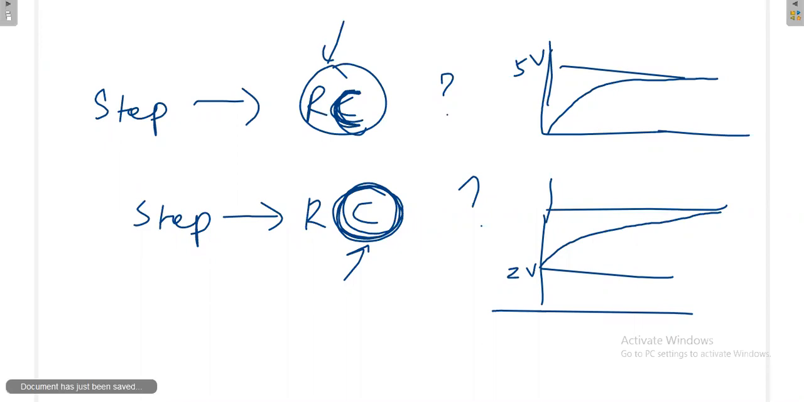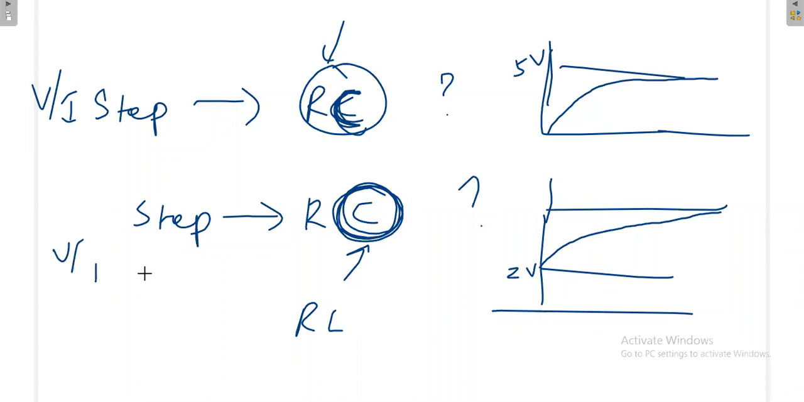Same thing we'll discuss for the RL circuit also, with initial energy and without initial energy. And here we'll use both voltage source and current source. Then the response of the first order circuit will be complete. Later we will see some other problems. Okay, so with this I will stop. If you have any doubt, you can ask.